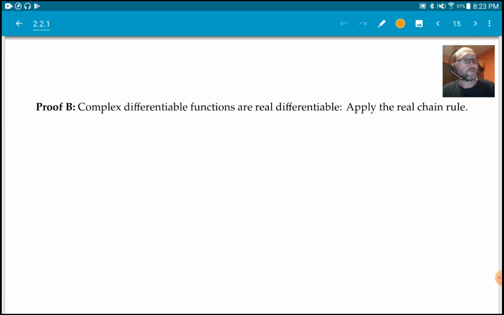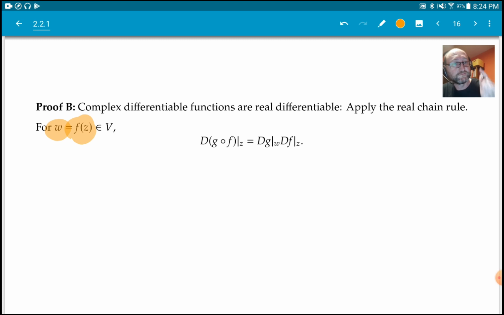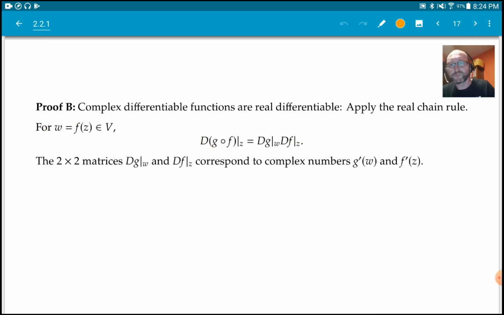All right, so let's look at the second proof. In the second proof, we want to apply the chain rule from real analysis, the two-variable real chain rule. So let me name f of z; let me call it w for simplicity. And the chain rule from two real variables says that the composition is differentiable, and the derivative is the product of the derivatives of g and f, as matrices.